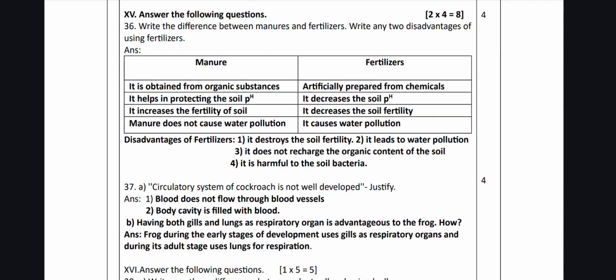But fertilizer is artificially prepared from chemicals. So it is prepared in a factory. So it is artificially prepared using the chemicals.